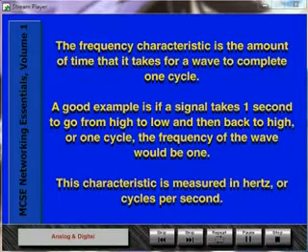The frequency characteristic is the amount of time that it takes for a wave to complete one cycle. A good example is if a signal takes 1 second to go from high to low and then back to high, or one cycle, the frequency of the wave would be 1. This characteristic is measured in hertz, or cycles per second.